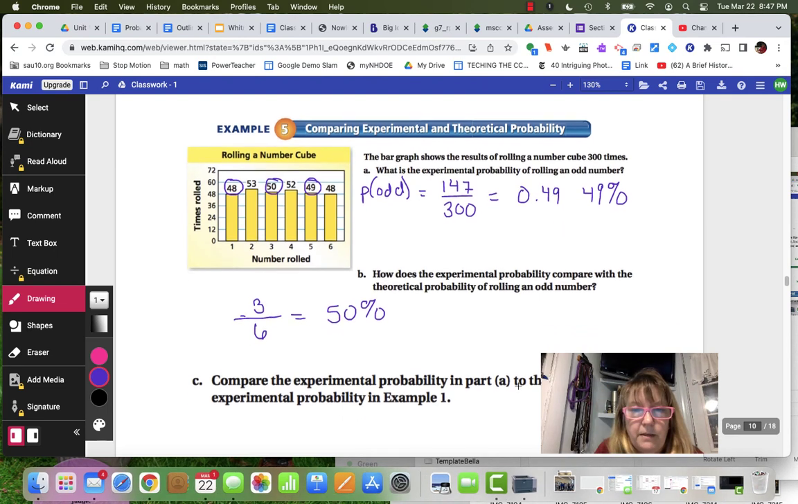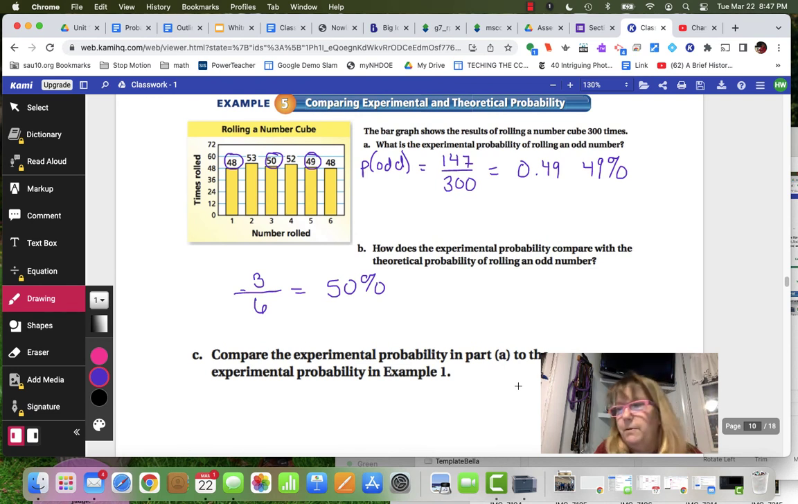So compare the probability in part A to the experimental probability in example 1. So as the number of trials increased from 50 to 300, the experimental probability decreased from 58 to 49. So it became closer. And what that kind of tells us is that the number of times that you repeat an experiment, the closer you're going to get to theoretical probability, unless there's some reason that you're not getting it, for instance, if one side of that die was weighted, it might throw it off. But if there's an equal likelihood that it would happen, the more you throw that die, the more likely you're going to get to theoretical probability.